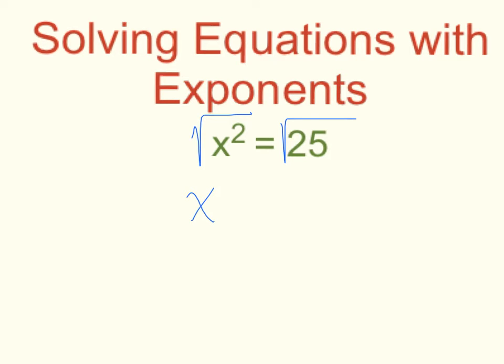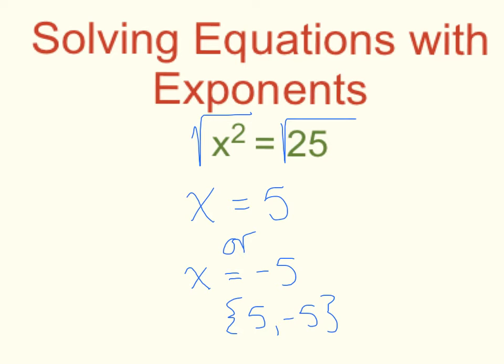And the square root of 25 we know is 5, because 5 squared, or 5 times 5, equals 25. But in this situation, there's another possibility. I also know that negative 5 times negative 5 equals 25, so x could also be negative 5. So we have two solutions, 5 or negative 5.